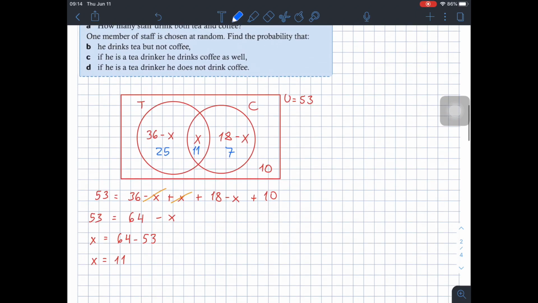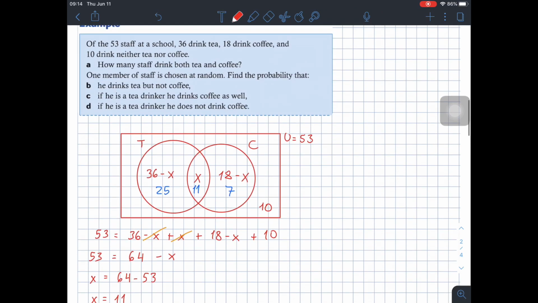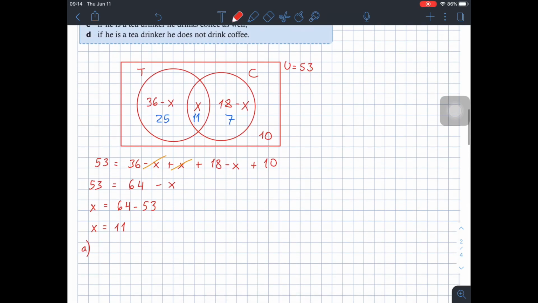Once we have all of the information, we can start solving the problem. Part A says, how many staff drink both tea and coffee? That's what we just found: 11 drink both. Let's use mathematical notation. The number of people who drink both tea and coffee is equal to 11. You see that when I want to express a number, I use an n in front of the symbols. If I want to find probability, I would use a capital P.